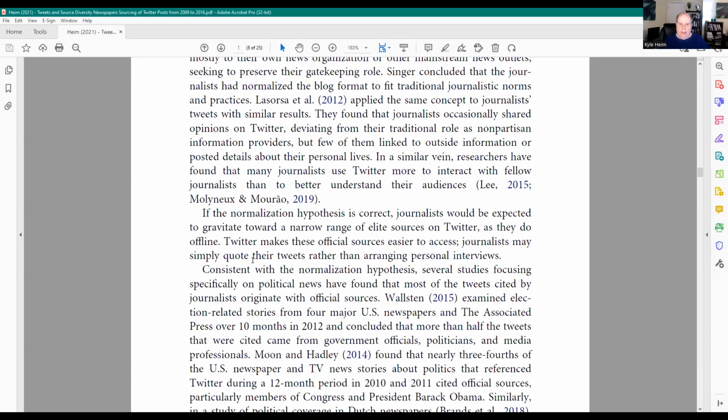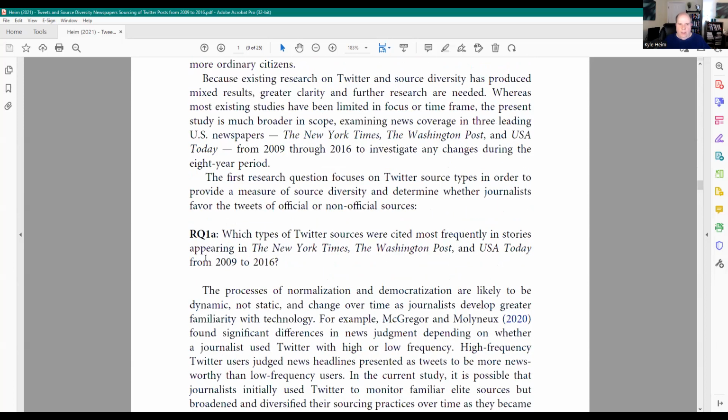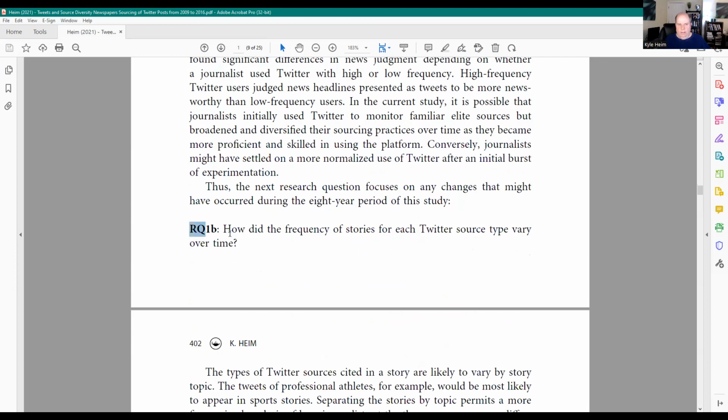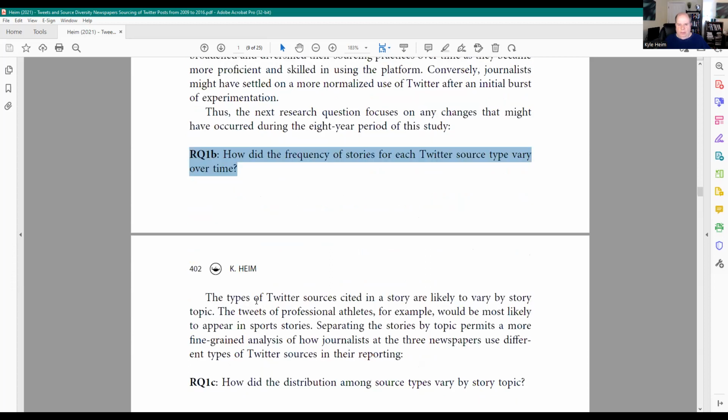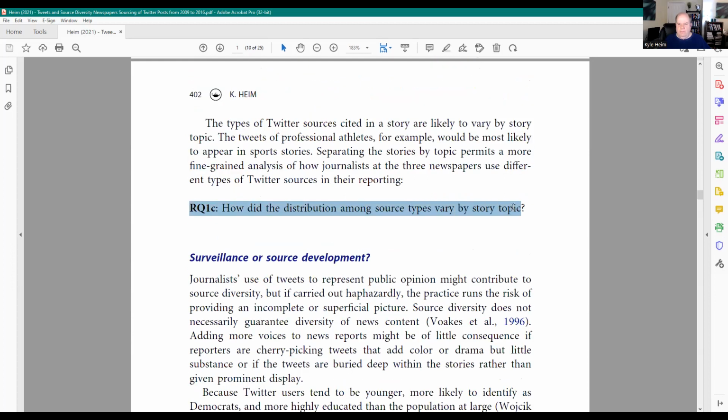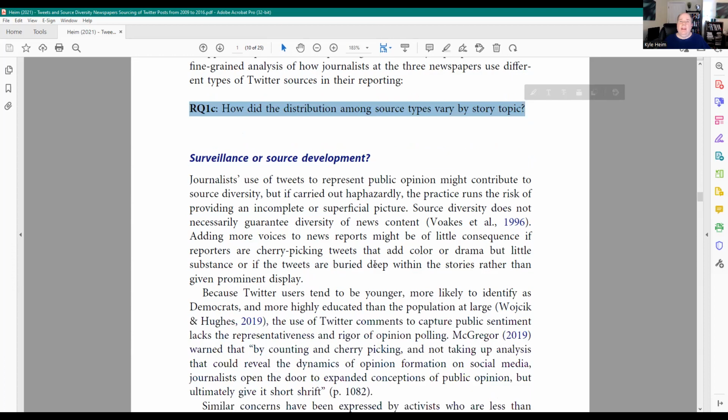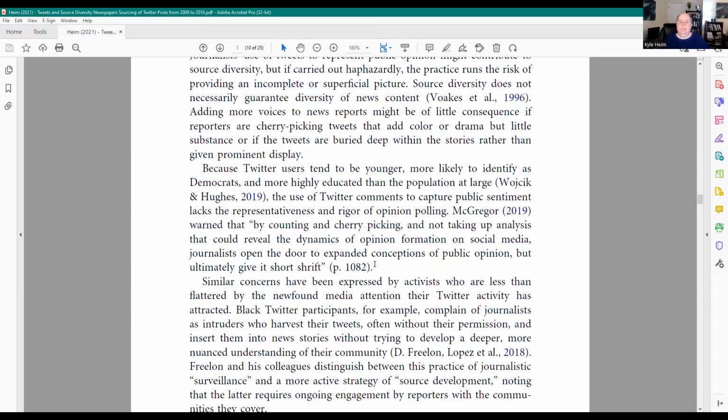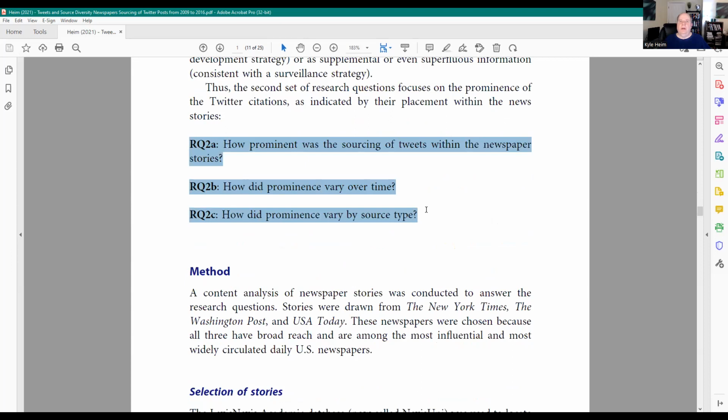And if I scroll down far enough, I start to see research questions. Here was my first research question. Here was the next one. So they're kind of sprinkled throughout the literature review in the place where they fit best. Here are the rest of my research questions. Okay, and then that's going to bring us into the methods section.